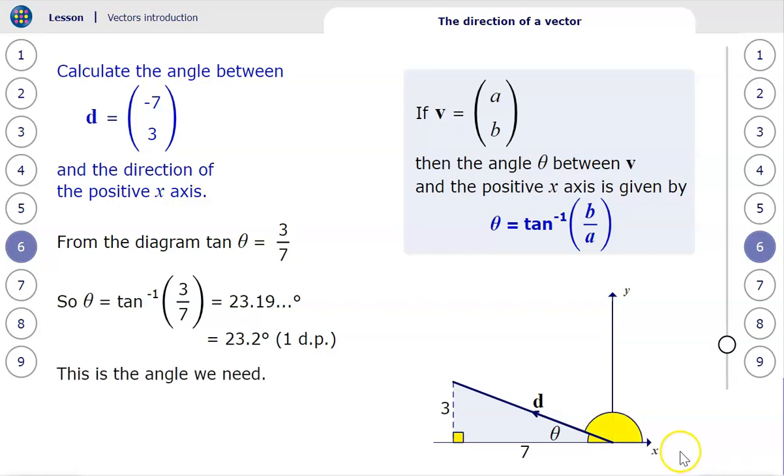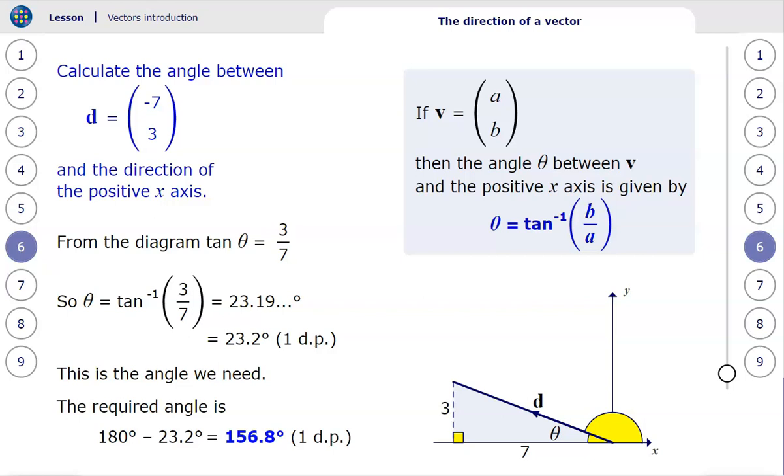However, the angle that we're looking at is going to be this one over here, not the one inside the little triangle over there. So we need to take that angle away from 180, and that's going to result in the angle of 156.8. That is the direction of that vector. Notice we're measuring it in an anti-clockwise direction from the x-axis.